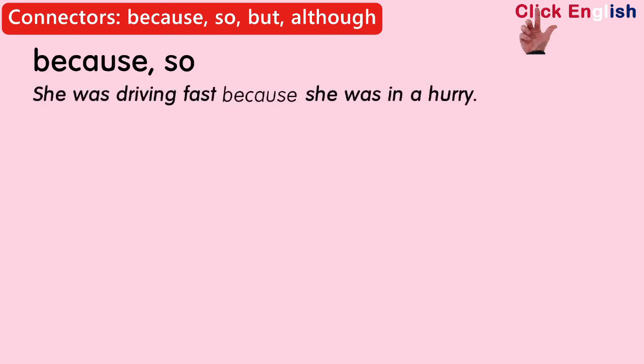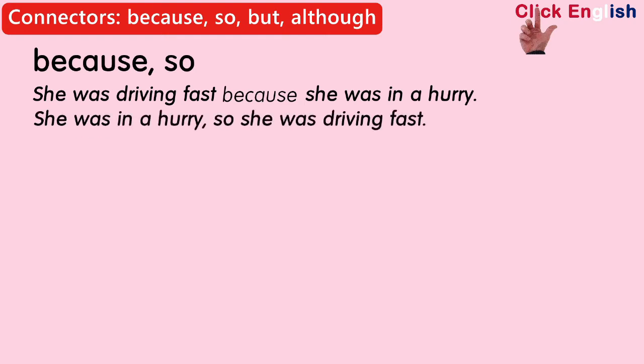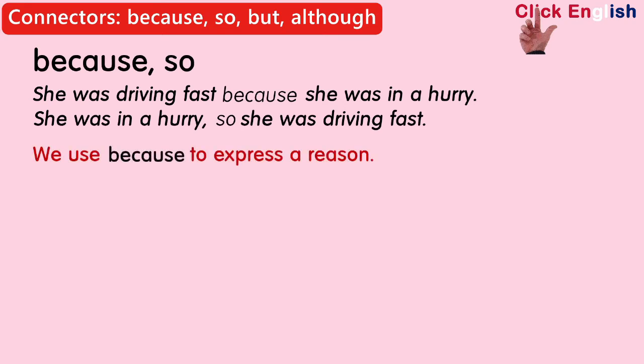Connectors. Because, so, but, although. Because and so. She was driving fast because she was in a hurry. She was in a hurry, so she was driving fast. We use because to express a reason. We use so to express a result.